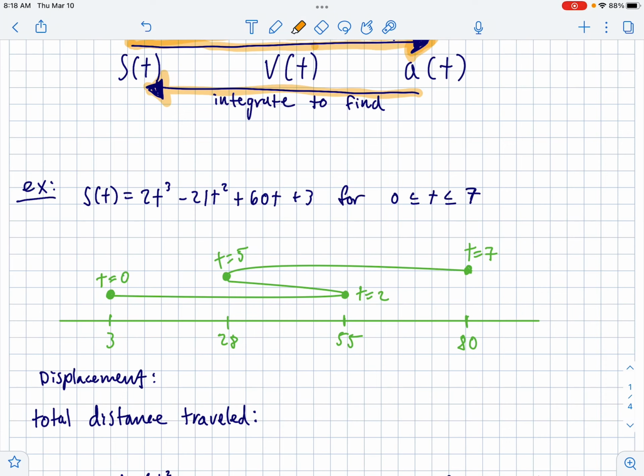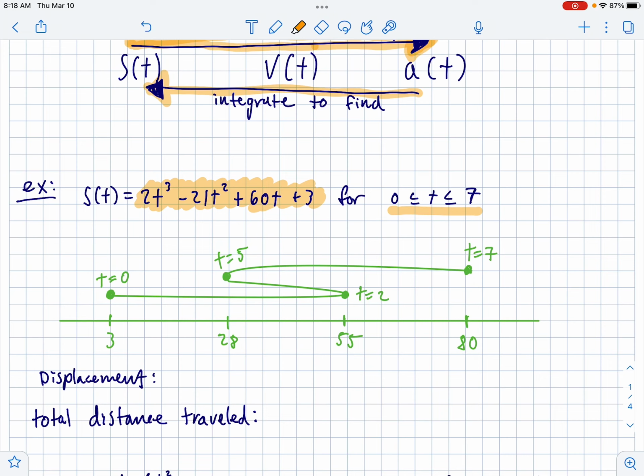This first problem we're going to start with, here's a displacement s of t function. And we're only going from 0 to 7. They gave us this sign chart in the problem. We could come up with it through algebra, but they just gave it to us. So let's talk about displacement versus total distance traveled.